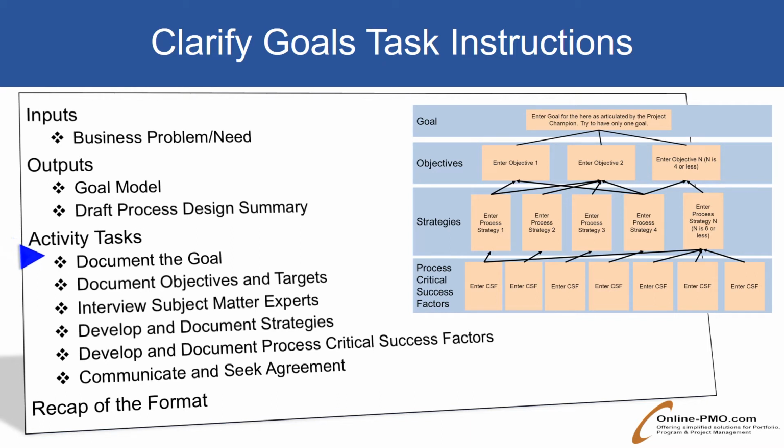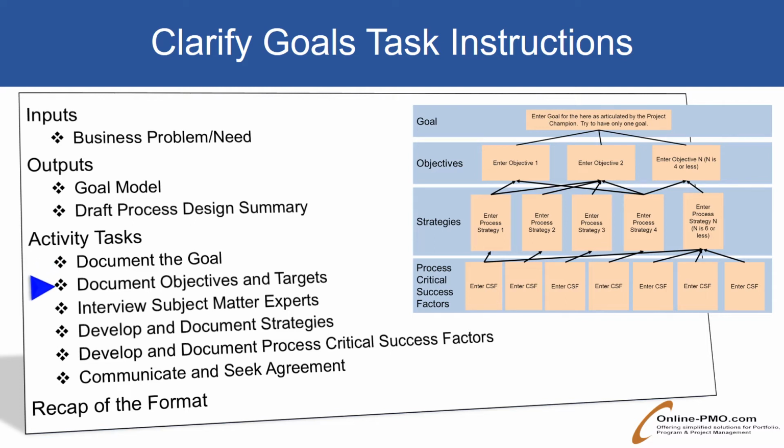The first task is to document the goal. The business relationship manager should meet with the project champion to identify and document the high-level goals of the project. The goals should be action-oriented, starting with a verb, and clearly define a measurable end state to be achieved. This can be an iterative process of listening to the champion, articulating your understanding of the goal, and reviewing for concurrence.